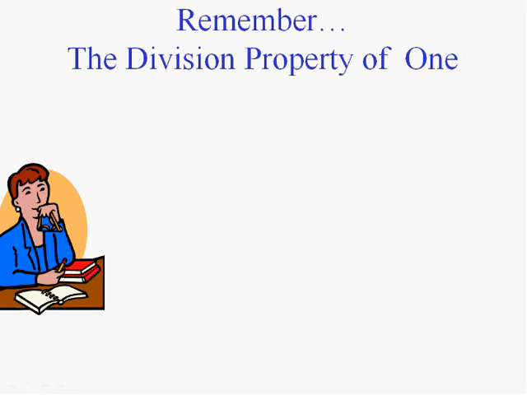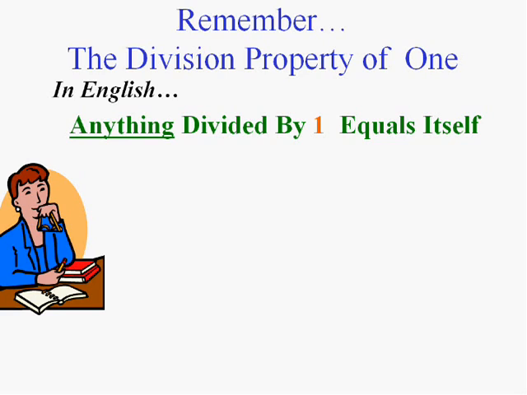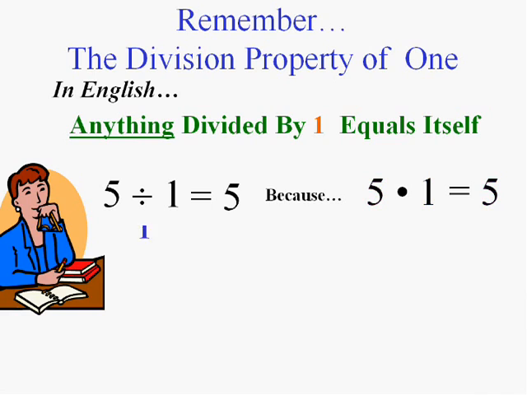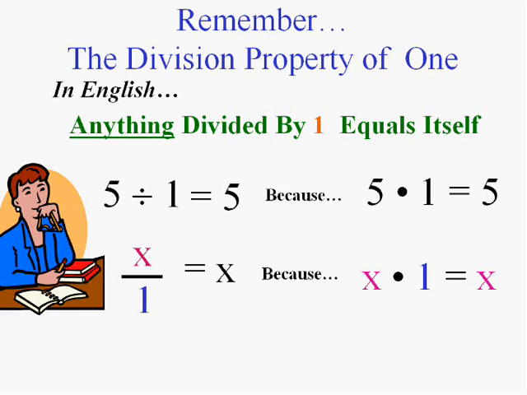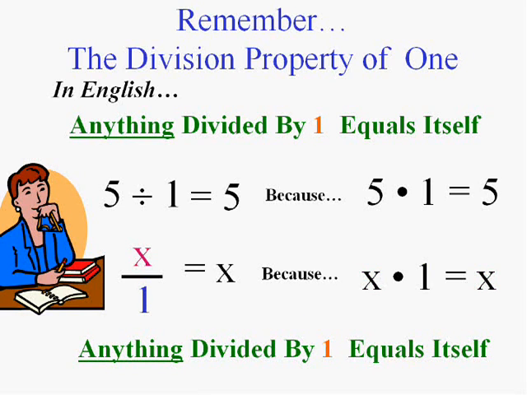Do you remember the division property of 1? This is the reason we learned it. You are correct, sir. In English, anything divided by 1 equals itself. 5 divided by 1 equals 5. You know why? Because you can go backwards and say 5 times 1 equals 5. Anything times 1 equals itself as well. Even a letter divided by 1 equals itself, because we can go backwards. That letter times 1 equals x. So anything divided by 1 is not going to be changed.